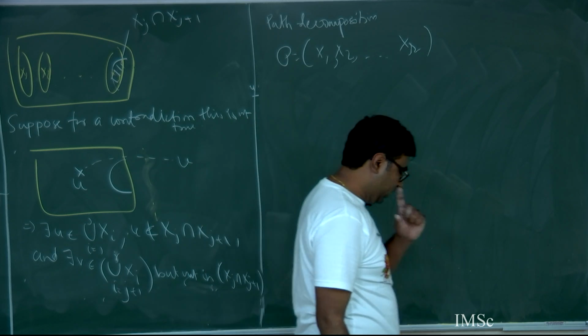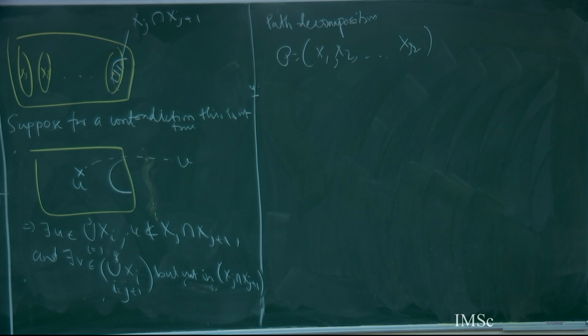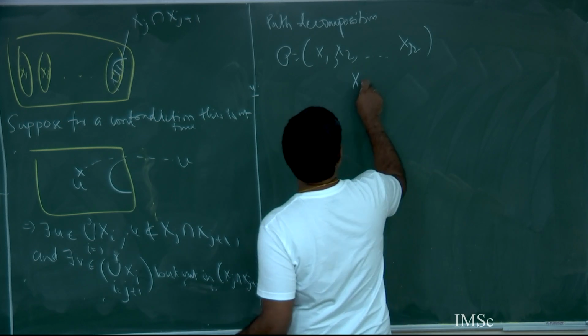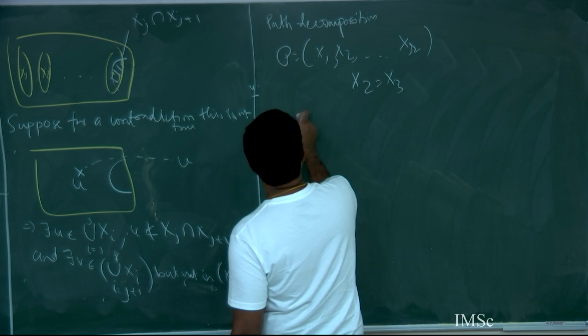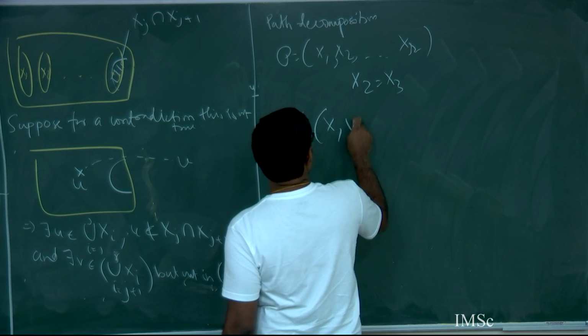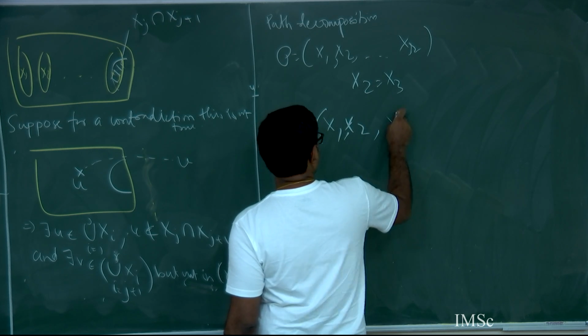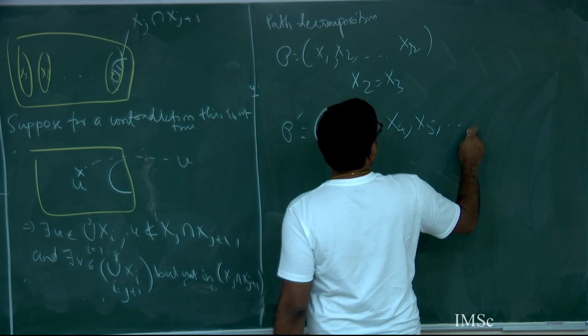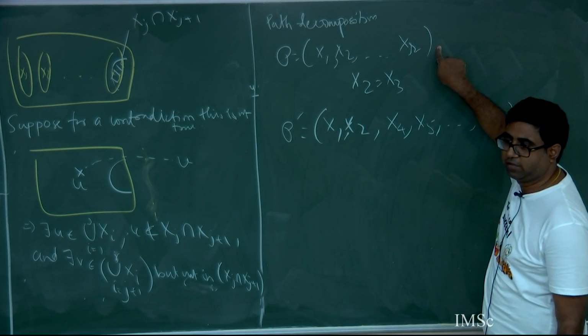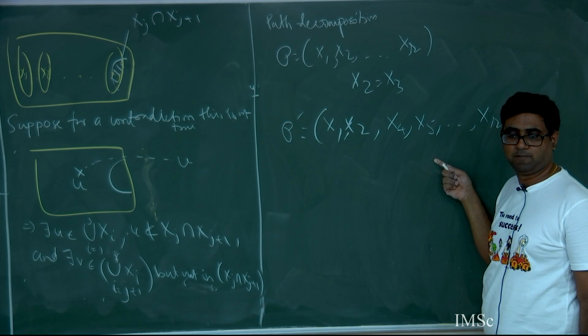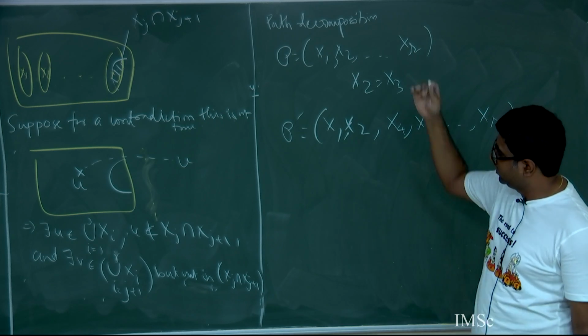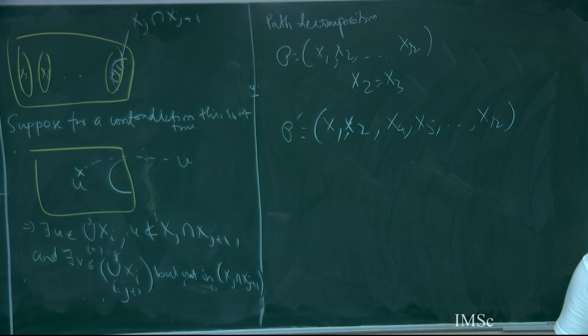Is there any use if there are two bags which are consecutive and they are the same? What I mean by this is, suppose x2 is equal to x3, then I make a new P prime which is x1, x2, I forget x3, I have x4, x5 and then xr. I claim if this was a correct path decomposition, even this is a correct path decomposition, right. So this is a kind of natural path decomposition which you can define.